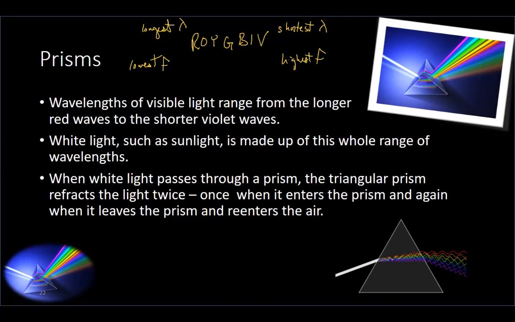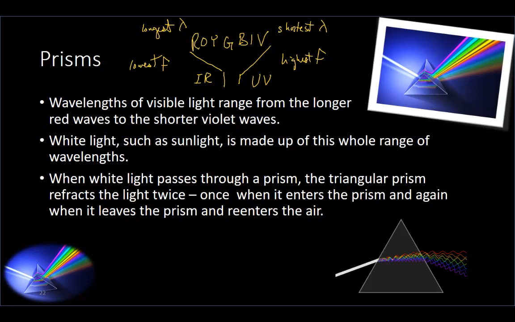Again, remember that this is visible light, and if we were to put this into the spectrum as a whole, the next thing you're going to find on this end is ultraviolet, and on this side you'll find infrared. Wavelengths of visible light range from the longer red waves to the shorter violet waves. White light, such as sunlight, is made up of the whole range, and when white light passes through the prism, the triangular prism refracts the light twice: once when it enters the prism, and again when it leaves and re-enters the air.